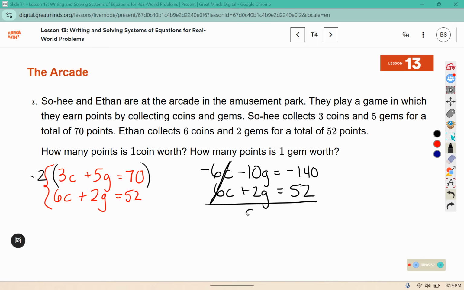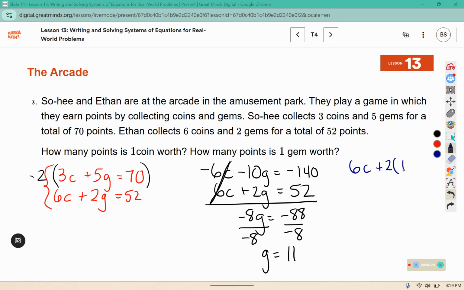Now I need to plug it back in. I have 6c plus 2 times g, which is 11, equals 52. Well, 2 times 11 is 22. If I subtract 22 from both sides, that leaves me with 6c equals 30. And then divide both sides by 6, and I get c equals 5.